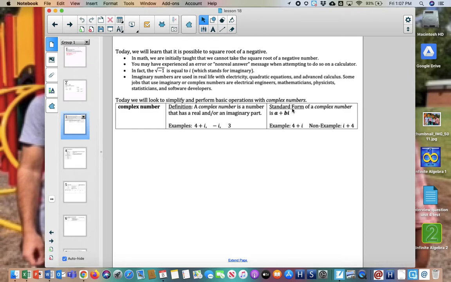So the standard form is a plus bi, which means the real part comes first. So in this case, you see the 4, that's written first, and then the imaginary part, the i, comes second. So that's kind of what you see here. So it'd be written like 4 plus i as opposed to i plus 4. Okay? All right, so then from there, there's really two different skills we're trying to have here with i and with complex numbers.